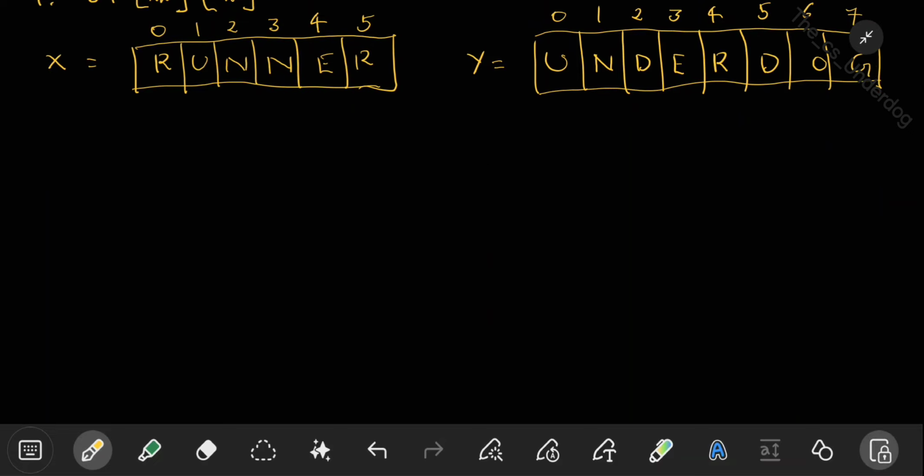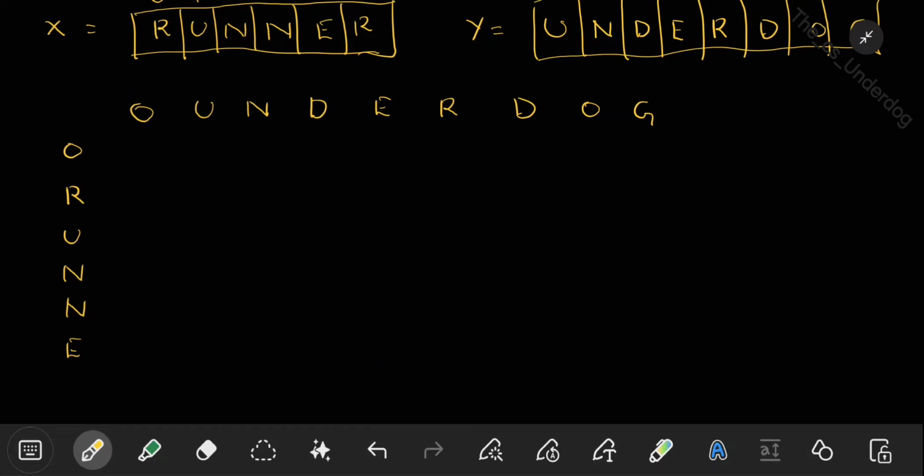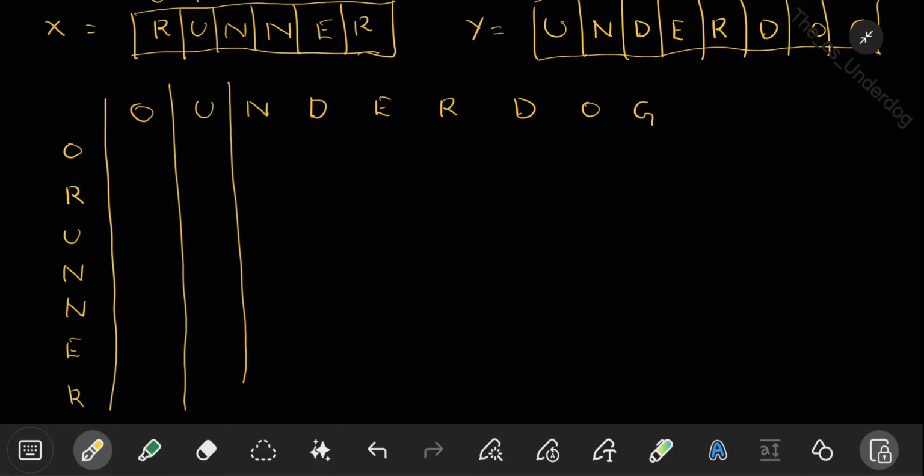What do you want to do first? You want to form the DP table. Let us say underdog is here. Underdog. And the first one I'll put as 0. And what about the other string? It is runner. 0. Then I'll put runner here. R-U-N-N-E-R. So my string runner is here. Then let us draw the DP table. This is a DP table.